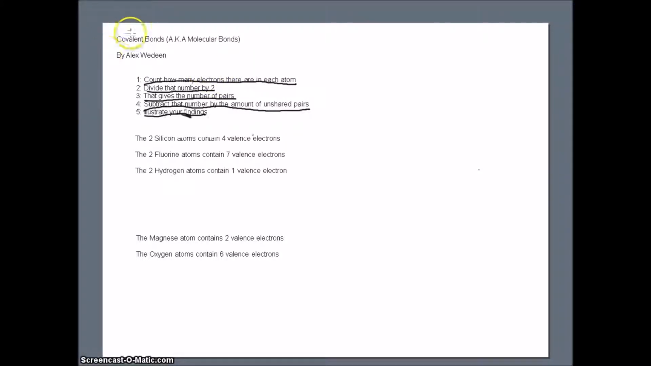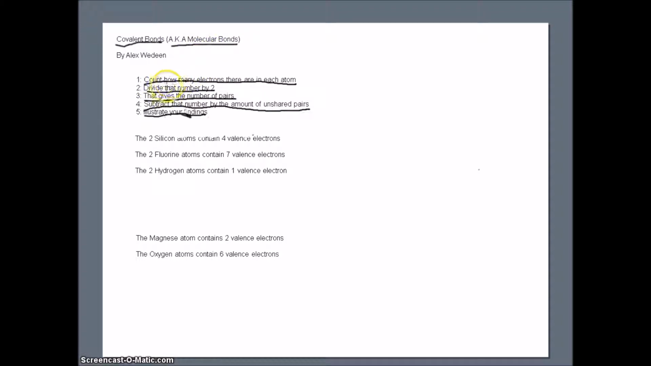Hello, and today we will be talking about covalent bonds, also known as molecular bonds. There are five simple steps in illustrating a covalent or molecular bond in a Lewis dot structure.